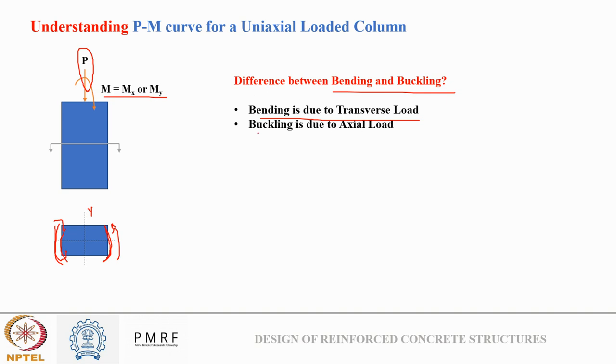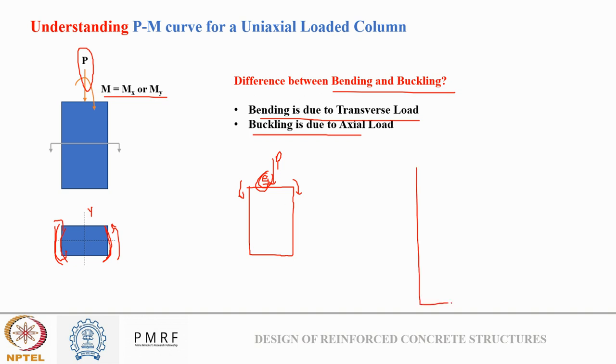But buckling is a bending that is generated due to axial load. If this is my column, and this is the load that is acting, and there is an eccentricity e, then due to this eccentricity e, some bending moment is generated on the column. This is known as bending.